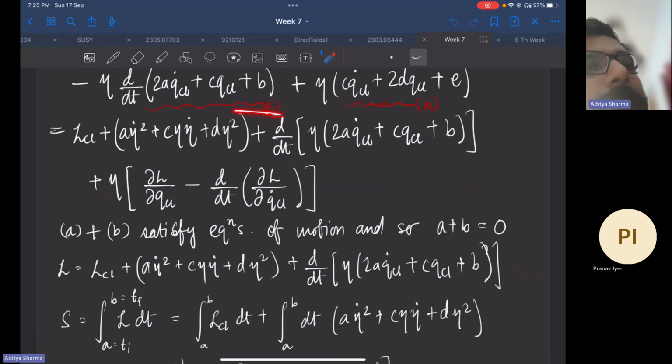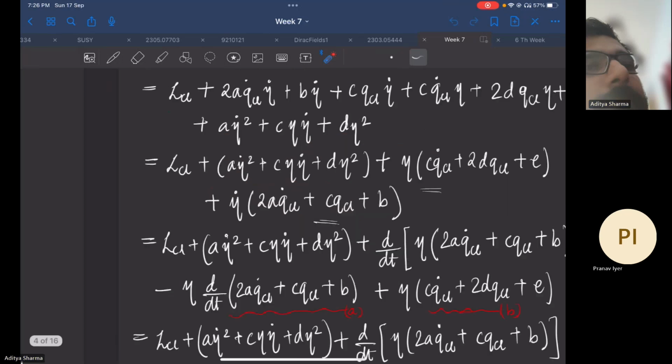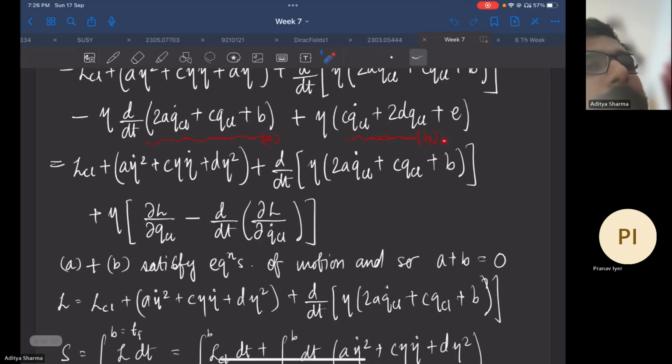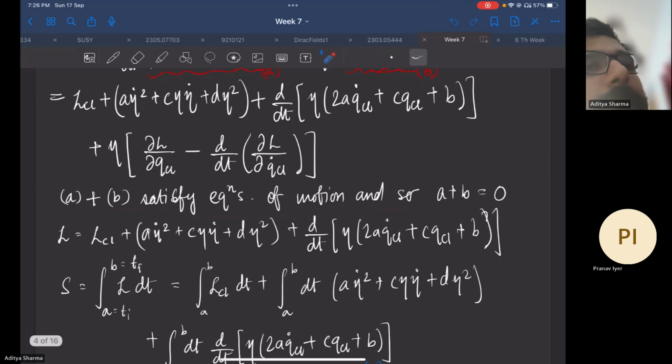Okay, so I have written a plus b satisfy equation of motion. So a plus b, this term is 0 because the equation of motion is equal to 0, right? What I mean to say is that if you take this on this side, you have this minus this, which is equal to 0, or minus this plus this is equal to 0. So I have done the same thing. Plus this minus this is equal to 0 using the equation of motion. All right.